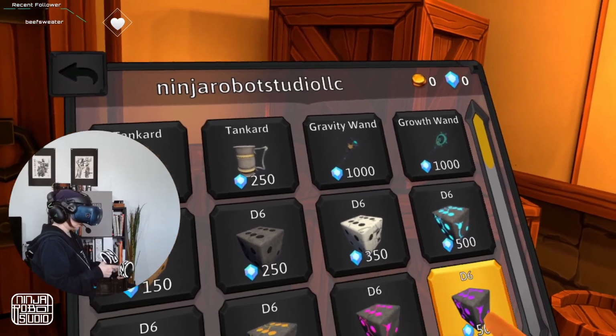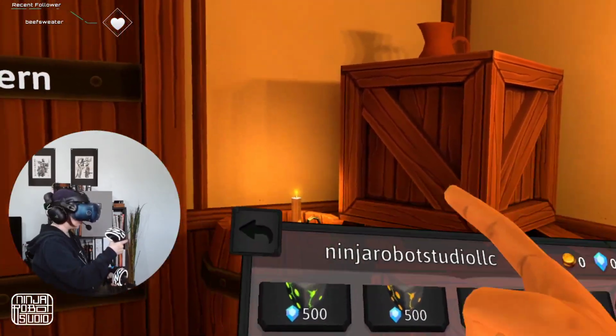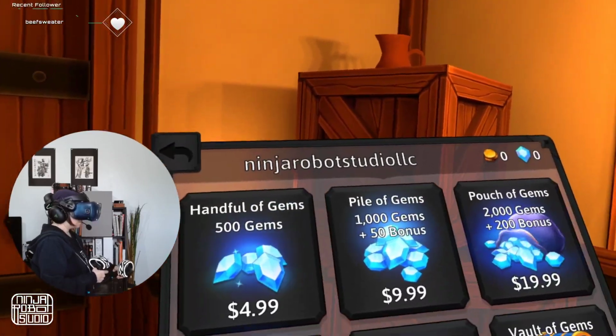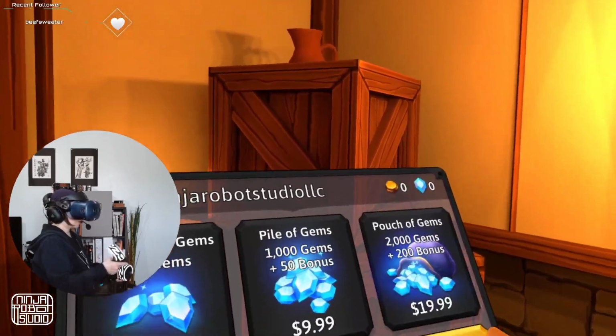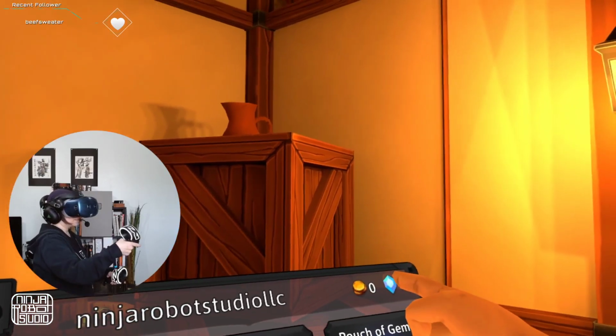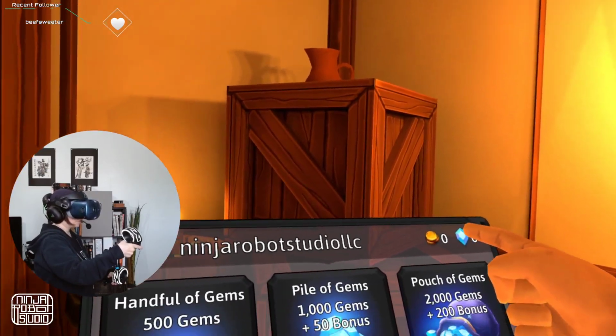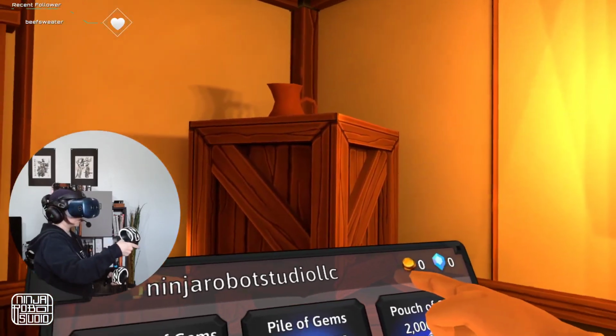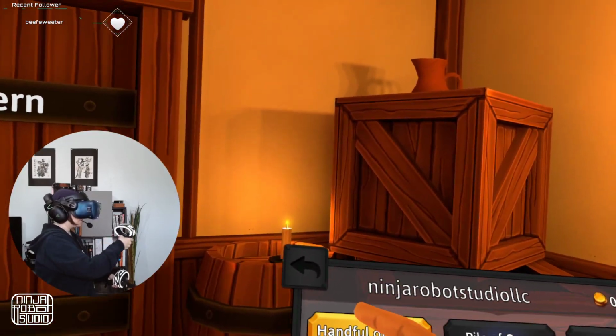These are things you can buy with in-game currency. And of course, this is how they make their money, because you need to purchase this diamond, crystal, whatever, gem with real money. And the gold is what you get from the game, I guess.